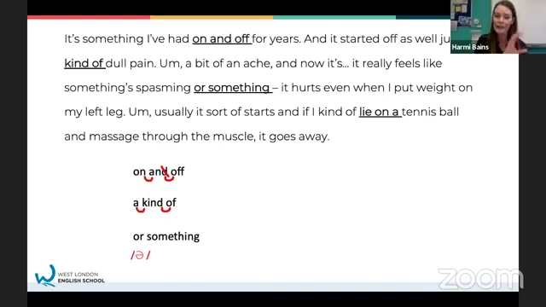So if we go back to "on and off," the word "and" in the middle is that sound: on-n-off. If we look again at "a kind of," we have "a kinda." So we've got two schwas there. And then we get "or something." So this is a really, really common sound, and it can be quite difficult to hear because it's everywhere. We've got another example of it in the last one.